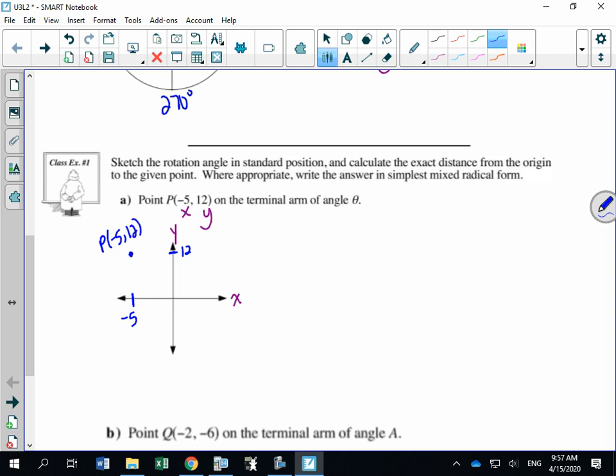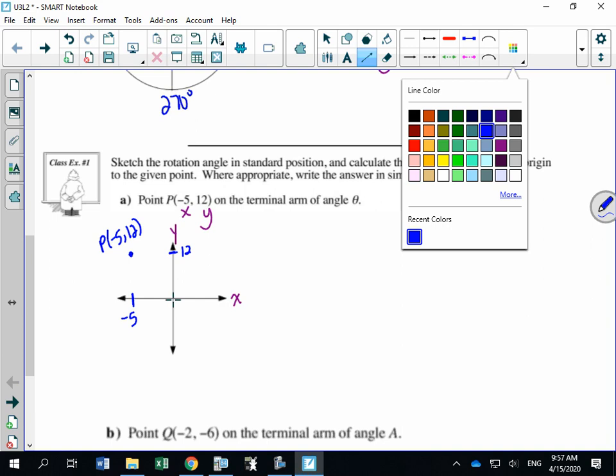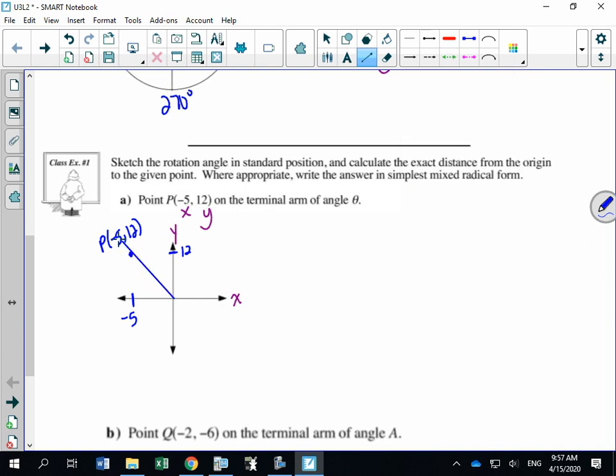What you always do is you draw yourself a terminal arm going through that point. So just like the last lesson, draw yourself a terminal arm from the origin going through that point. Okay, so all these points are going to be on terminal arms. Then we do the same thing that we did in the last lesson. Make yourself an acute triangle. So from whatever point on your terminal arm that they give, draw a vertical line to the x-axis.